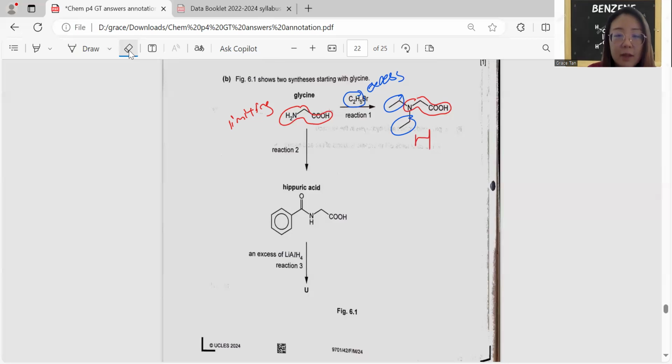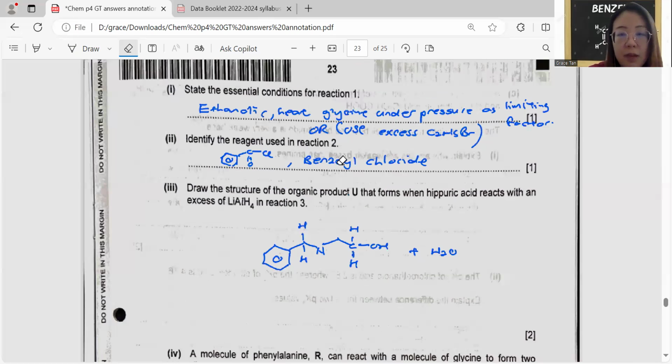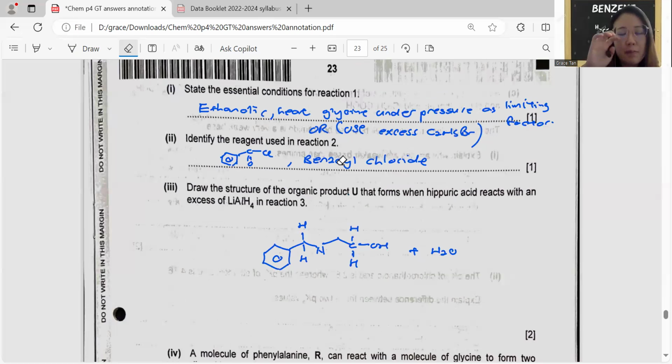So over here, state the essential condition. I think this is very interesting. Now if you were to think a bit more simple-minded, then perhaps your answer would be ethanolic. But I don't think it's so simple, because it's only 1 mark. Yes, ethanolic. I do agree ethanolic is a needed condition. But I would want to target a little bit more on why they have 2 ethyl groups sitting on it.